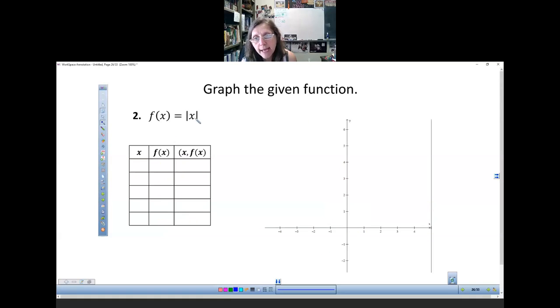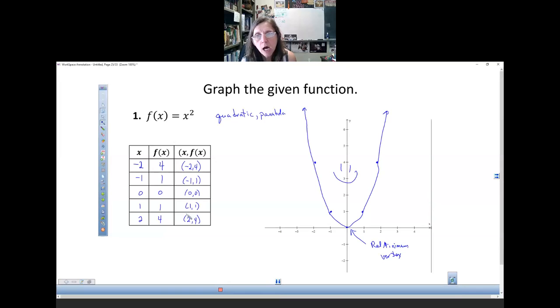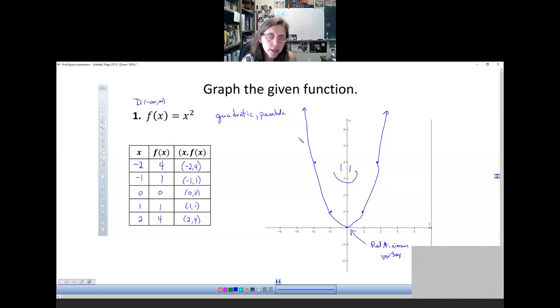Absolute value of x, backtrack real quick. The domain of this function is negative infinity to positive infinity because it's polynomial. But the range of this function is actually 0 to positive infinity. Okay, it's only going to give me positive numbers. Notice I only get positive values here.